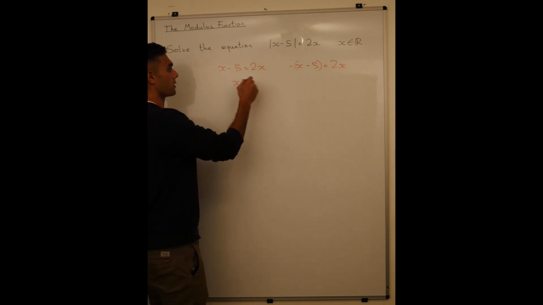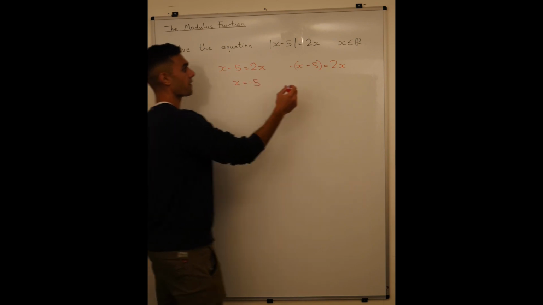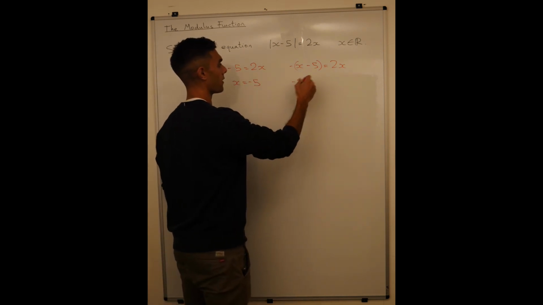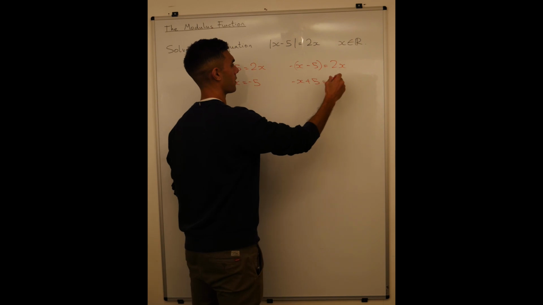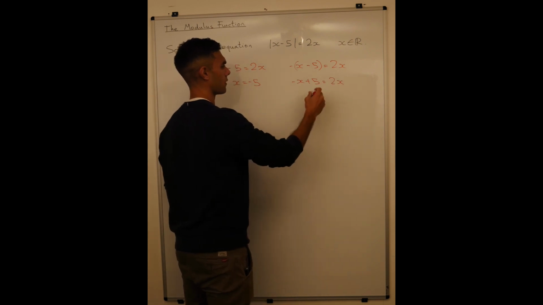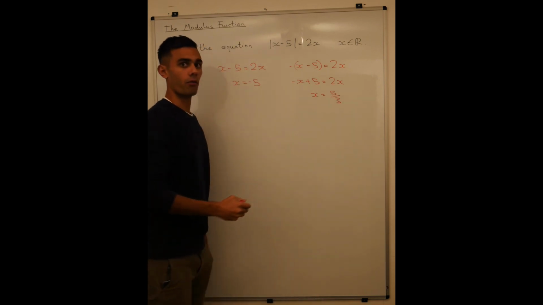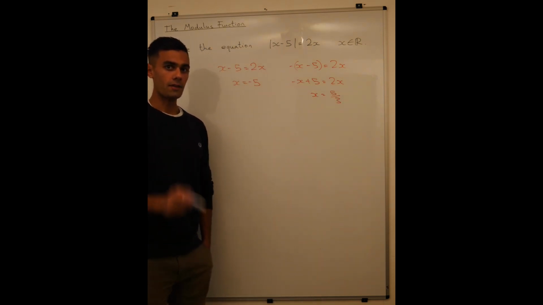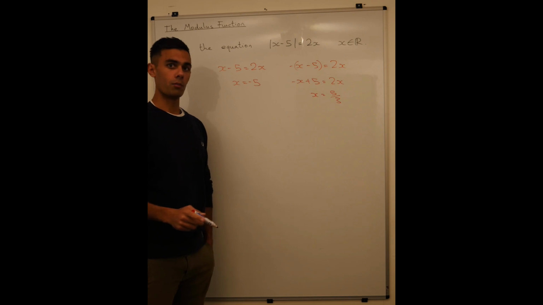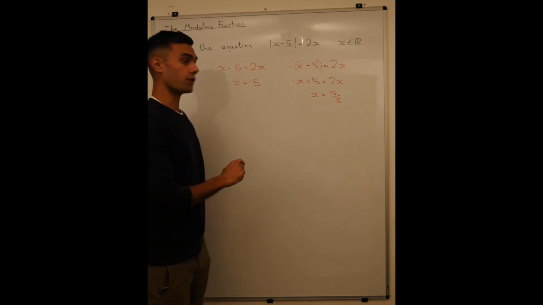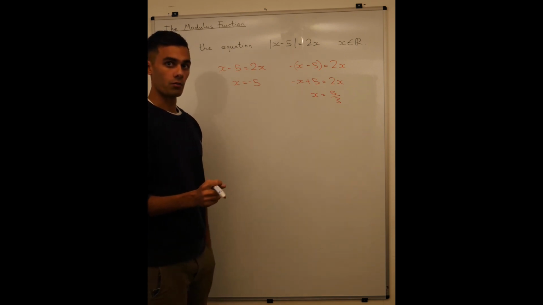Here we get x equals minus 5, and here we get x is 5 over 3. Now, there is something wrong with what I've written on the board. So I'm going to record both answers and then we'll solve the equation properly.